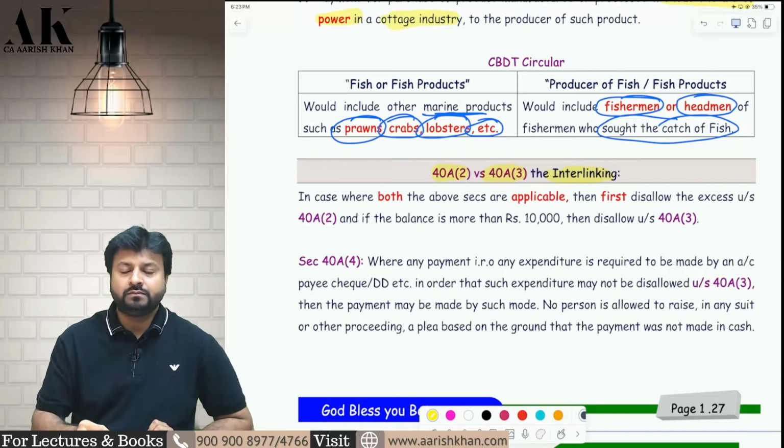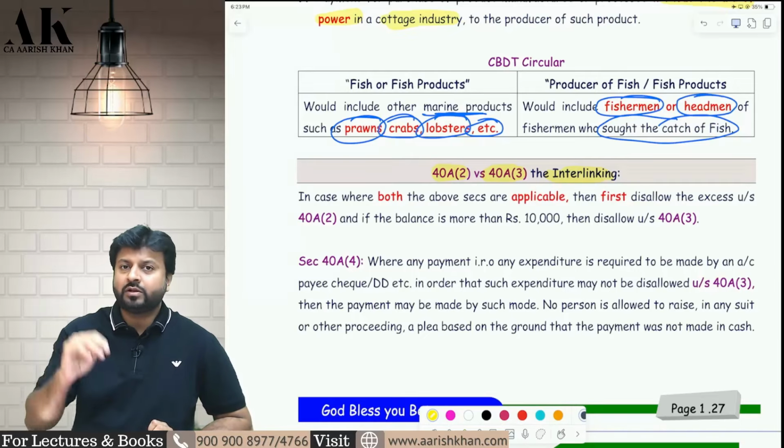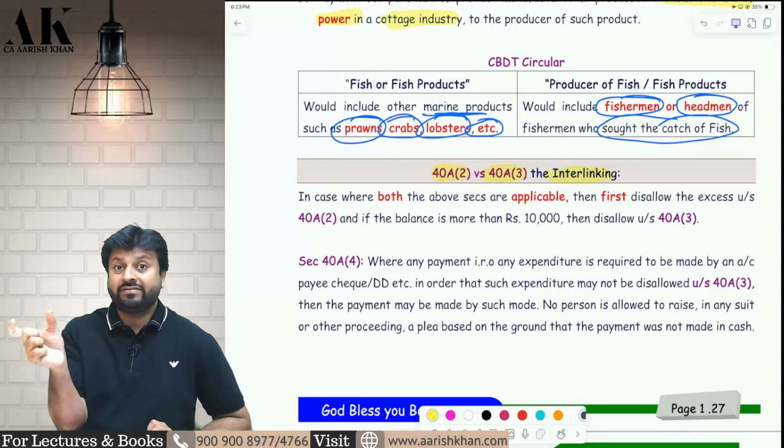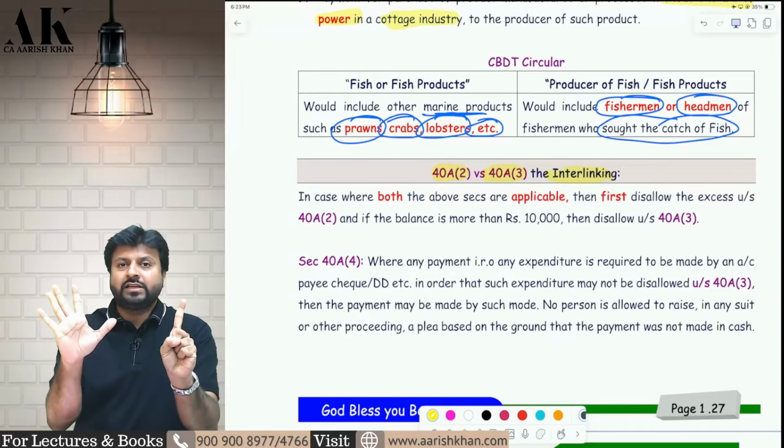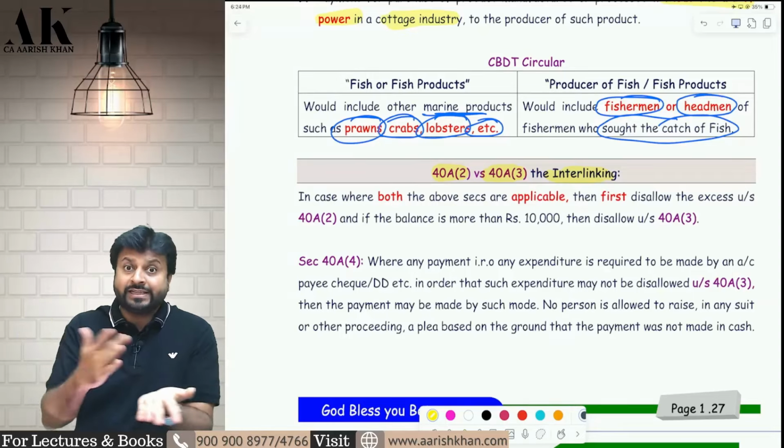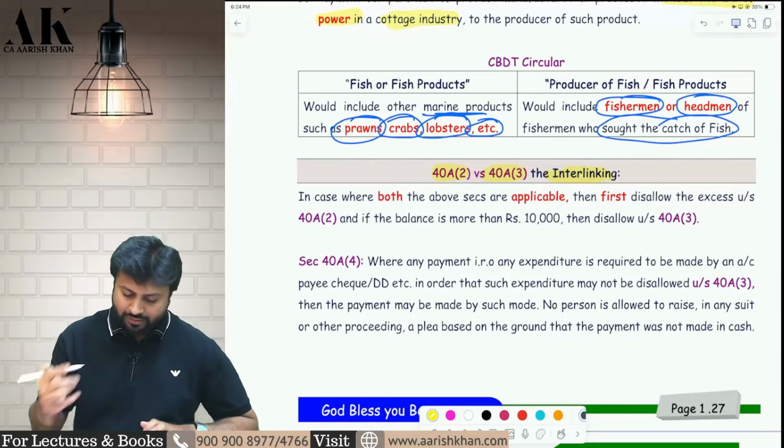First apply 48.2. How much will be disallowed? 40,000 will be disallowed because the excess amount is 40,000. Now what is left for 48.3? For 48.3, 60,000 is left. Is 60,000 more than 10,000? The answer is yes. So disallow 60,000 under 48.3. I hope it is clear to all of you.